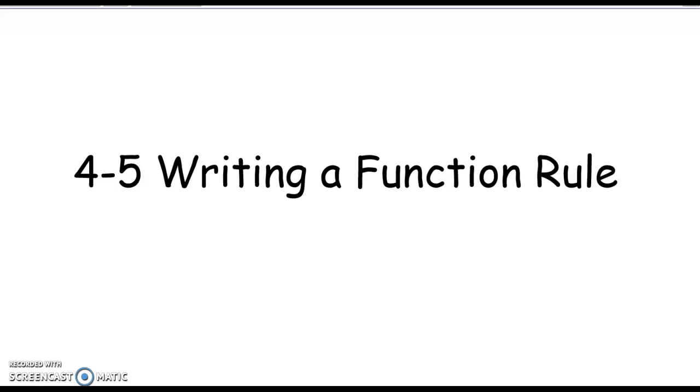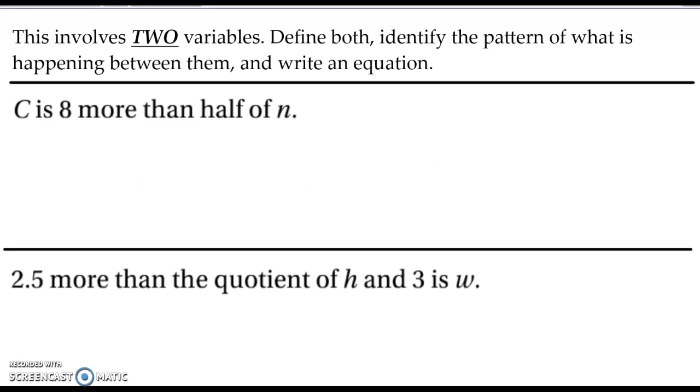Here we are at 4.5, writing a function rule. So remember, function again, it means 1 x in gives you 1 y out. For every value you put in, you get one value out. So this topic we've done with one variable, but now you're going to have two variables. You're going to have an equation. So this involves two variables.